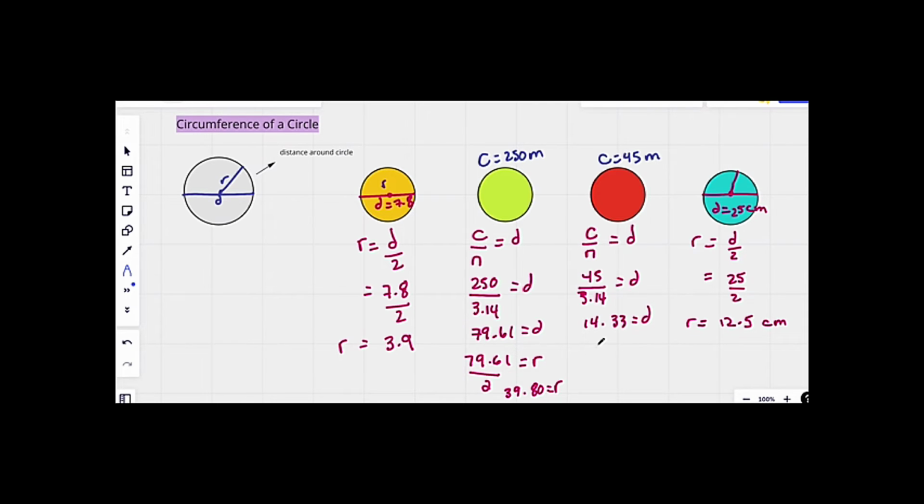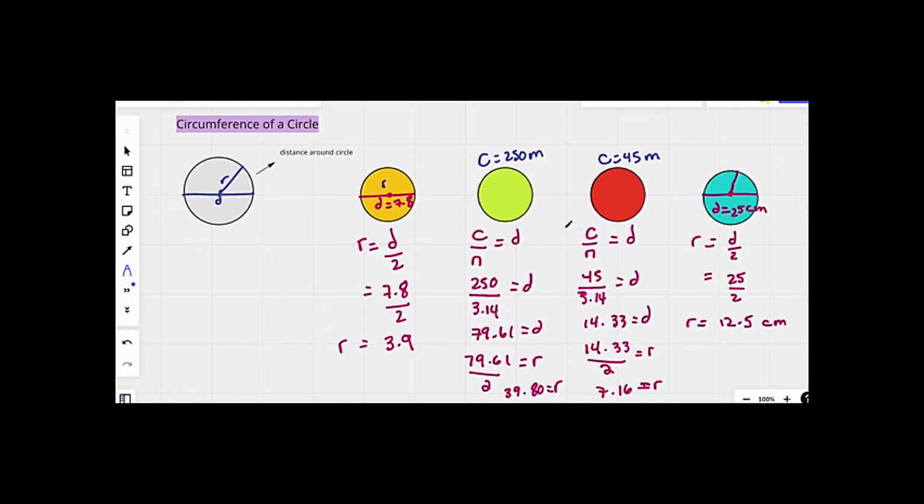And what did we say our radius is? Our radius is always half of the diameter, which means we have to grab our 14.33 and divide it by 2, and that's what's going to give us the radius, because it's half of the diameter. And so we get 7.16. That is our radius.